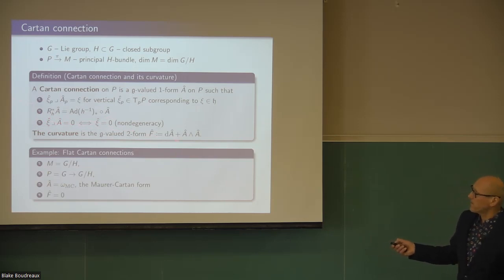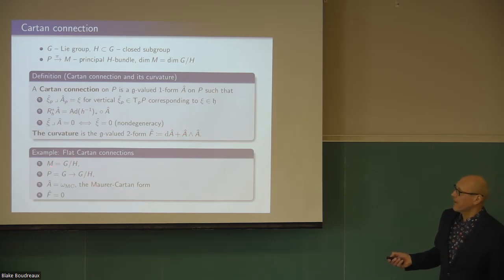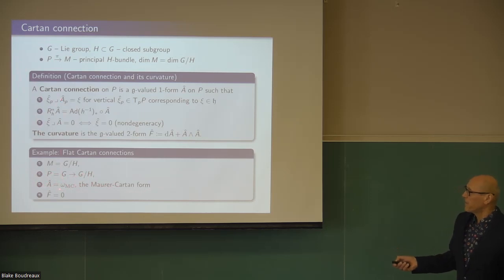And the curvature of this connection is defined as usual, by the usual formula. It is also a horizontal form, as in the case of the usual connection. So the best example, and at the same time it illustrates what we try to generalize in this way, is if our principal fiber bundle is just the group G itself, and the action of H is just the right action on the group. And so this defines the principal fiber bundle. And then for the Cartan connection, we can take the Maurer-Cartan form, and it satisfies all those conditions. And the curvature of the Maurer-Cartan form is zero.